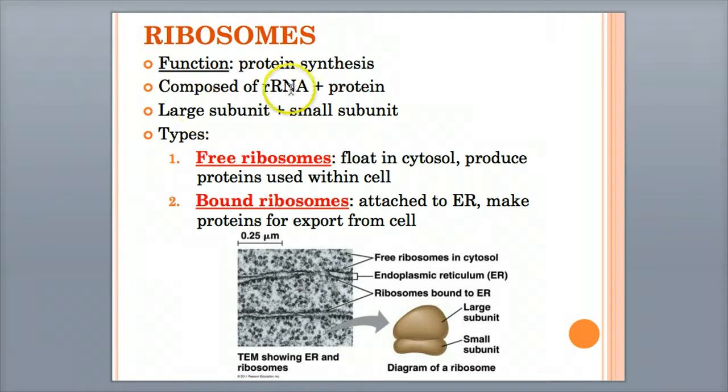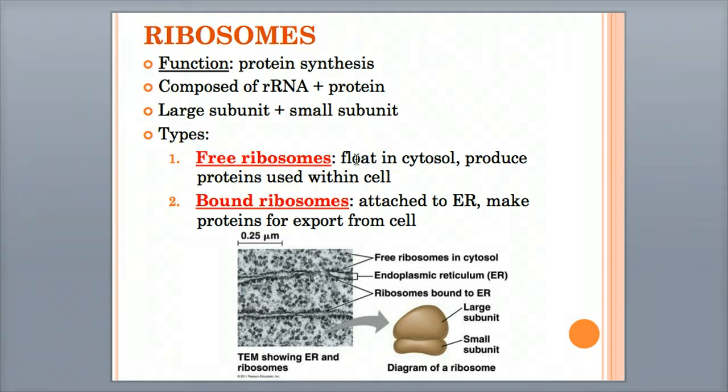It's composed of rRNA. So remember we studied RNA. rRNA is ribosomal RNA, and protein. It has 2 units, a large subunit and a small subunit. So it's a 2-part organelle. There are 2 types of ribosomes. One's called free ribosomes. These are ones that float in the cytosol.